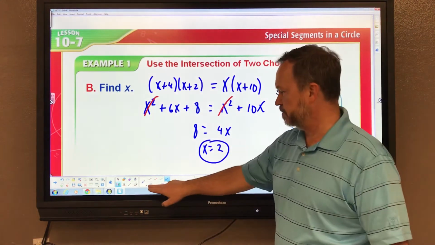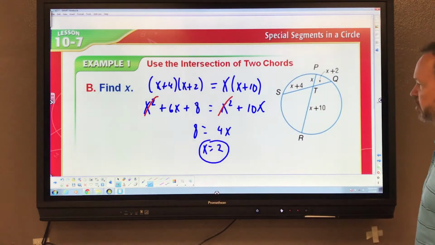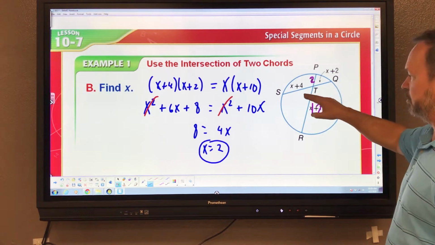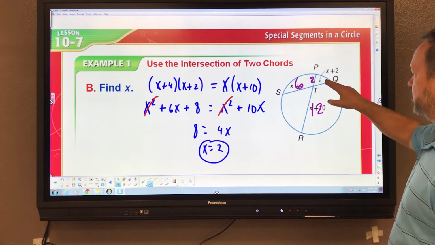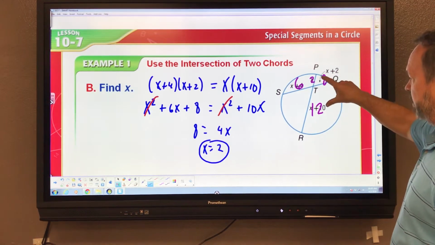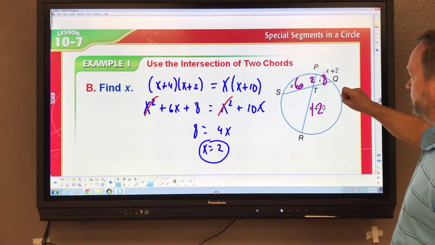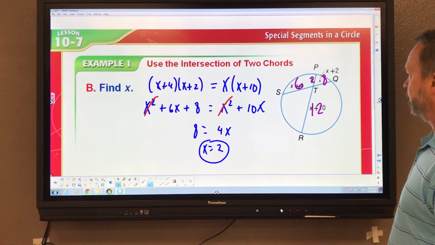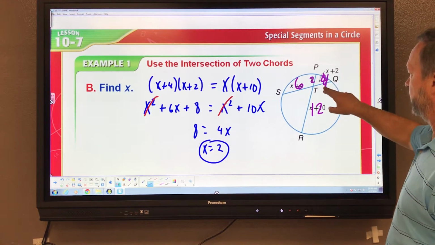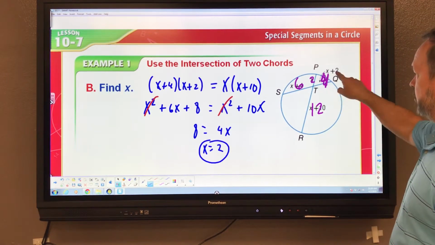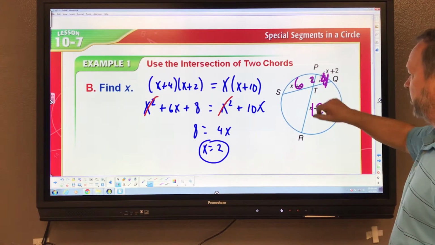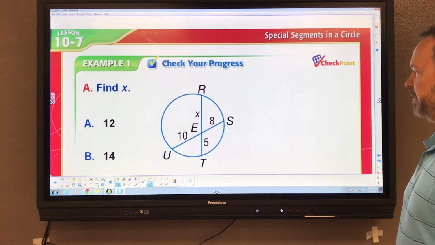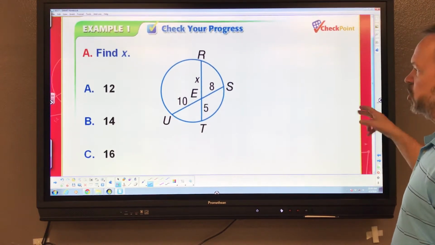Now if I want to check it, I go back and I say, well then that's 12 and that's 2 and that's 6 and that's 8. Product, 24. Oops, messed that up, didn't I? That's a 4 right there. Put the 2 in. Product, 24, product, 24. X is 2.